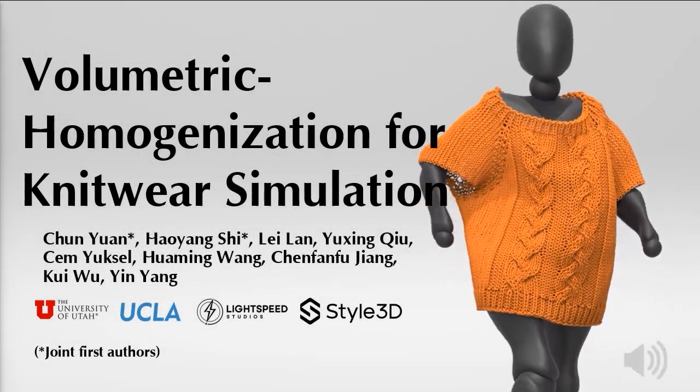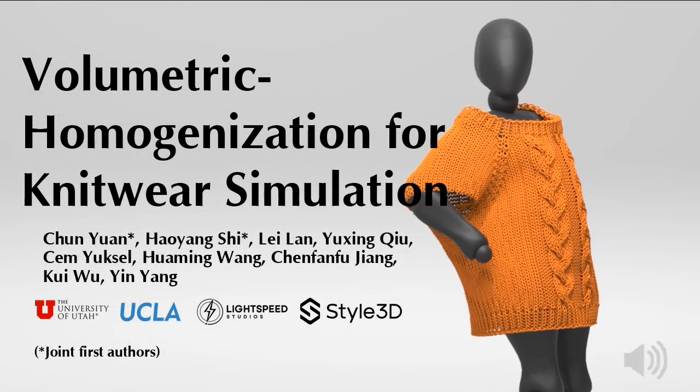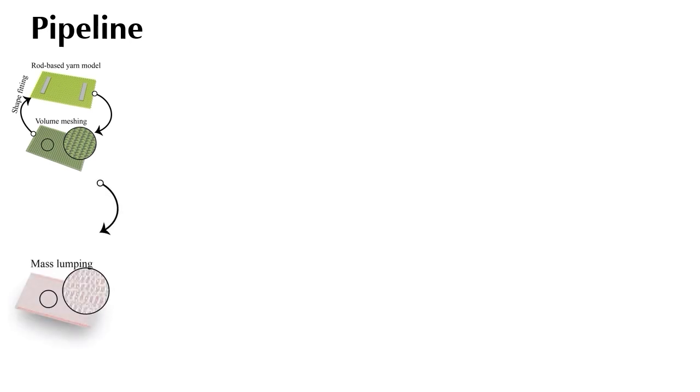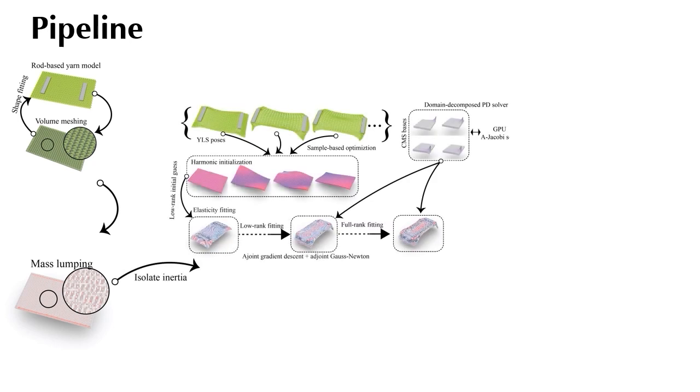In this paper, we introduce a novel volumetric homogenization approach for simulating knitwear. Firstly, we employ a rod-based yarn model to generate a detailed volume mesh. Then we lump the yarn level mass to the mesh's nodal points to isolate inertia. Next, we optimize the loss functions for homogenization.